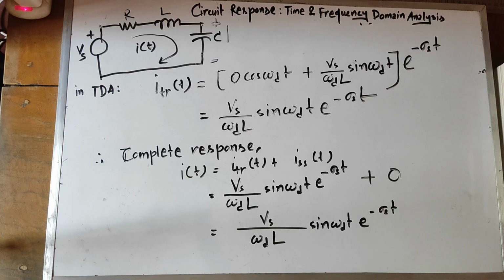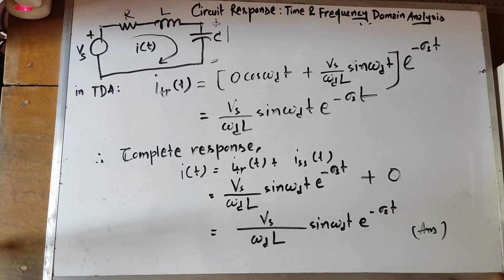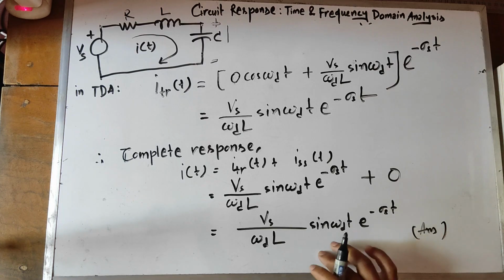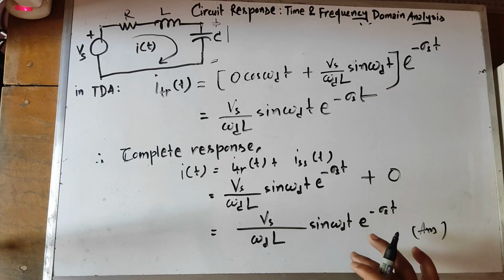So this is the complete response for the series RLC circuit when the input or excitation is a DC or a step function. So this is the answer. I have derived this in time domain. Now I'm going to derive the same equation and prove that the response is the same in the frequency domain.